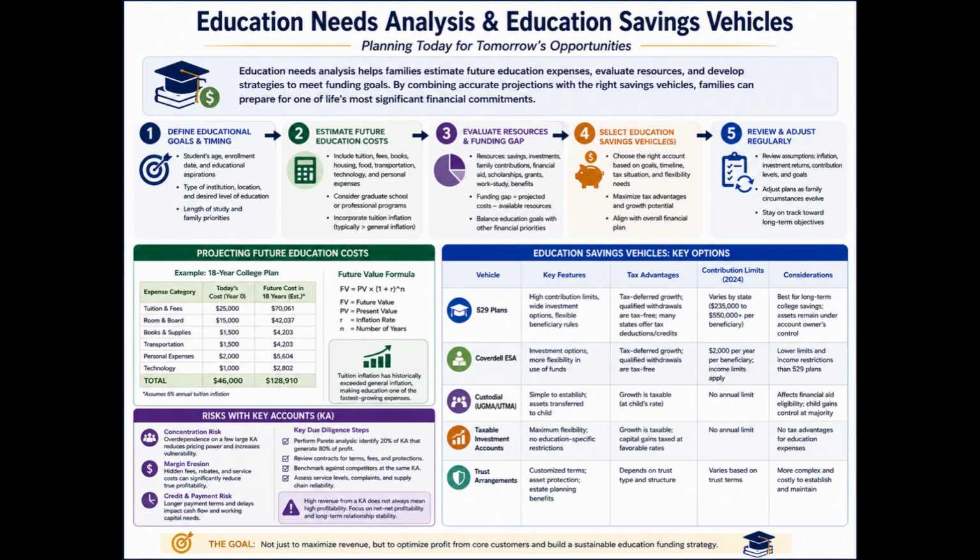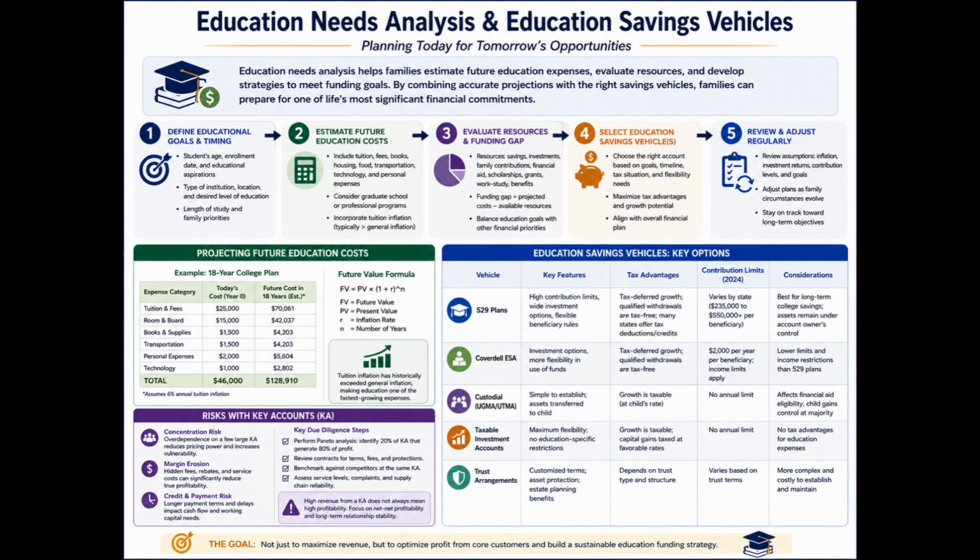In addition to tuition, projections often include room and board, technology expenses, supplies, transportation, and personal living costs. Some analyses may also consider graduate school or professional certification programs. By projecting future costs accurately, families gain a realistic understanding of the resources required. These projections serve as the foundation for determining savings targets, contribution schedules, and investment strategies needed to fund educational goals.